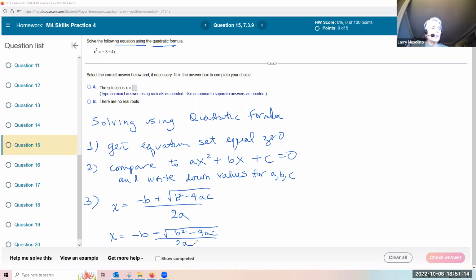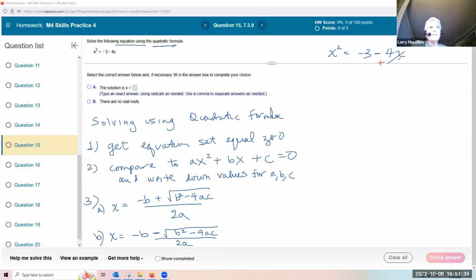Remember, for these quadratic equations, you're going to end up with two answers. So this is going to give us answer A and answer B. All right, let's do it for our example. Here's what they're giving us: x squared equals negative 3 subtract 4x. But I want to get this equation set equal to 0. So let me move these terms on the right-hand side over to the left.